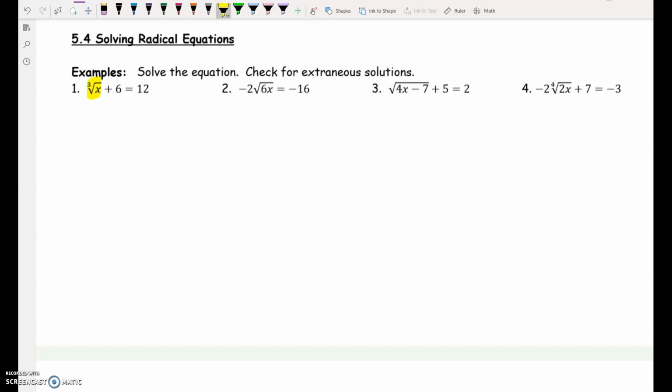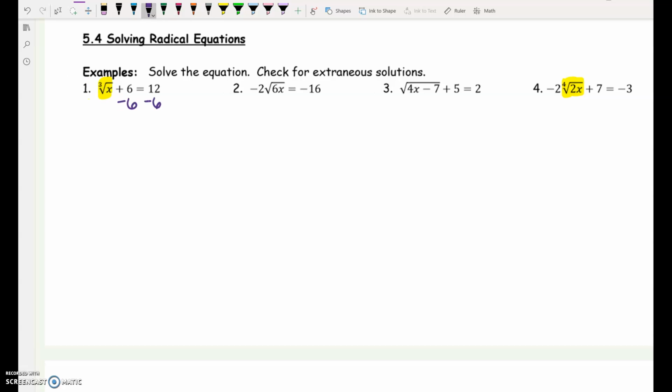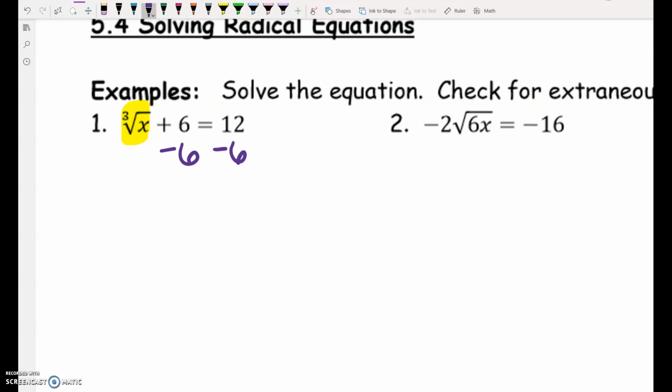So take a look at number 4. Do you see how the radical is just this piece? We're going to have to get rid of the plus 7 and get rid of the negative 2 before we do anything with getting rid of the radical. So in number 1, all we have to do is subtract 6 on both sides. That will give us the cube root of x equals 6.